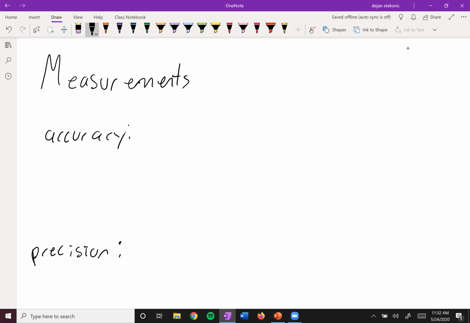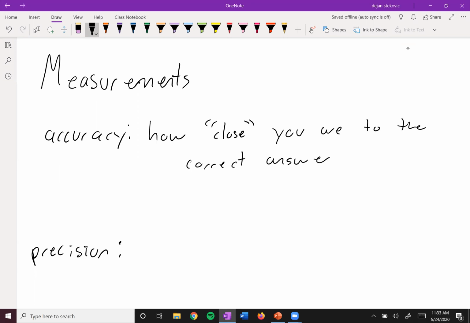And so accuracy is how close you are to the correct answer or to the real answer. And then precision is how close your measurements are to one another, not how close they are to the real or correct measurement.